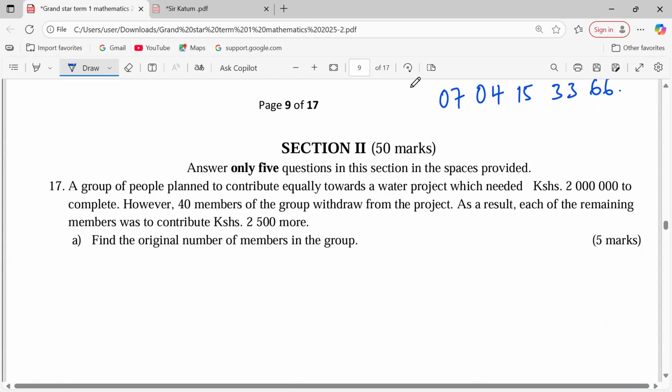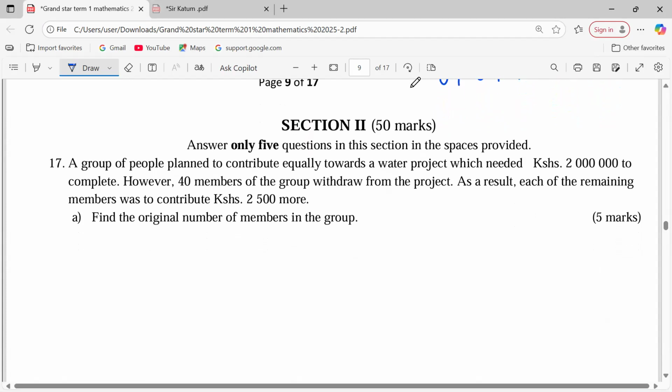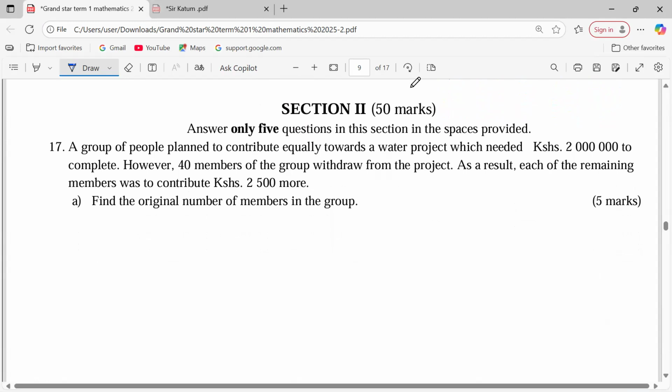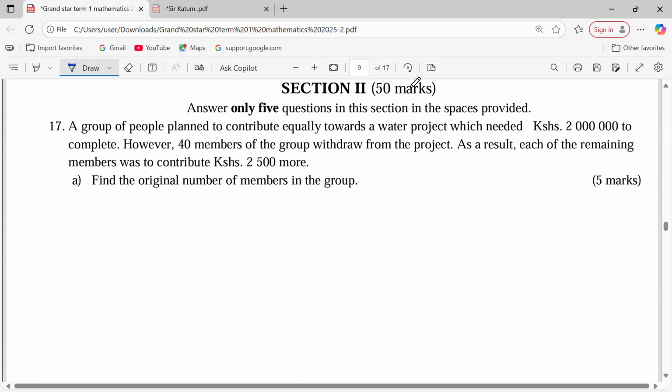Look at number 17. A group of people planned to contribute equally towards a water project which needed 2 million Kenya shillings to complete. However, 40 members of the group withdrew from the project. As a result, each of the remaining members was to contribute 2,500 Kenya shillings more. Part A, find the original number of members in the group. So this is where we will start from.